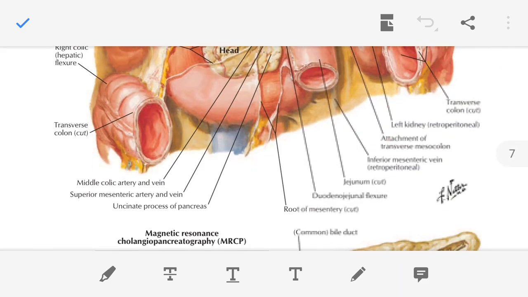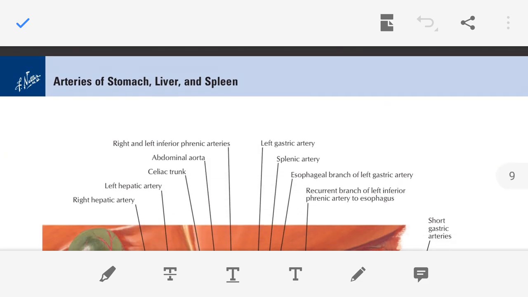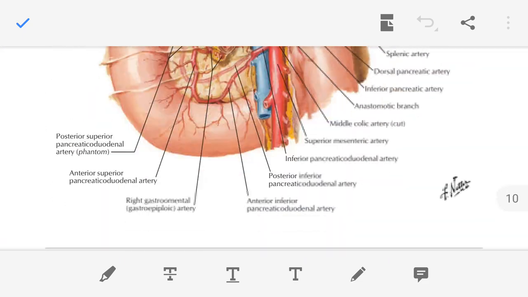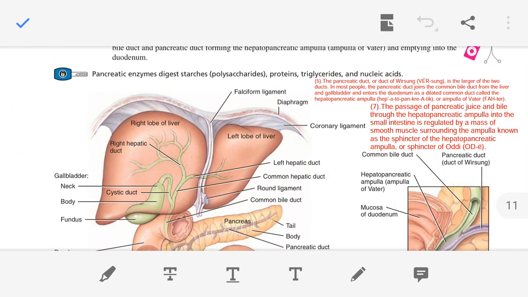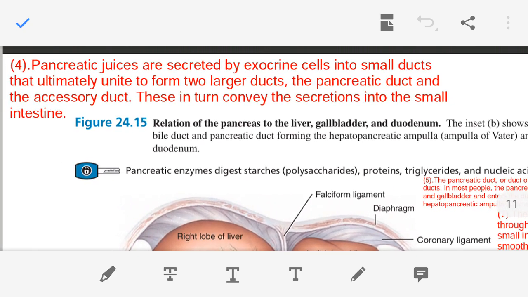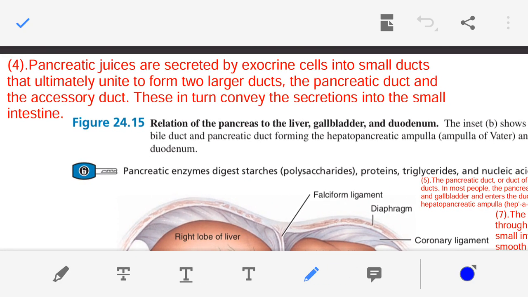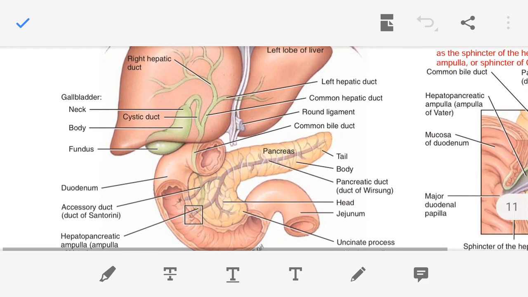Okay, so in the fourth point, they are discussing the pancreatic duct system. This is the point they are writing now: how the pancreatic juice is secreted and how this pancreatic juice is poured into the small intestine. Okay, so there are two ducts.